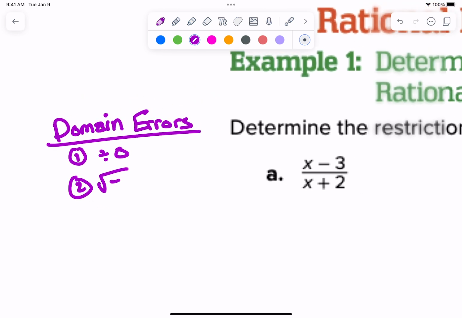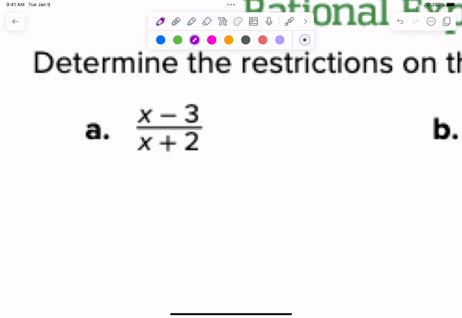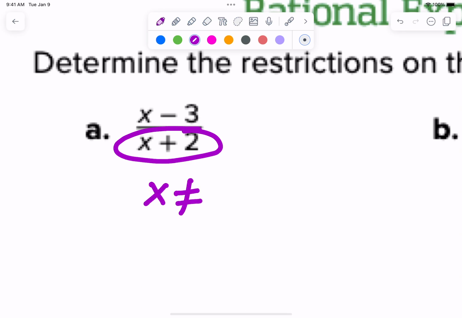So when I'm looking at part A, am I worried about domain error number 2, a negative inside of a square root? I don't have a square root, so I don't have to worry about it. I just have to worry about division by 0. So what would make it so that this bottom would be 0? If X was -2. So I don't want X to be equal to -2. Does that make sense?